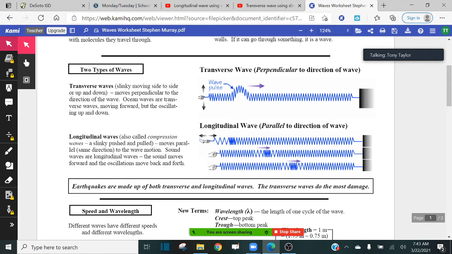In a transverse wave, the vibration itself moves perpendicular to the direction of the wave. Okay. In a longitudinal wave, the vibration moves parallel to the direction of the wave. And let me show you guys the difference between these two.